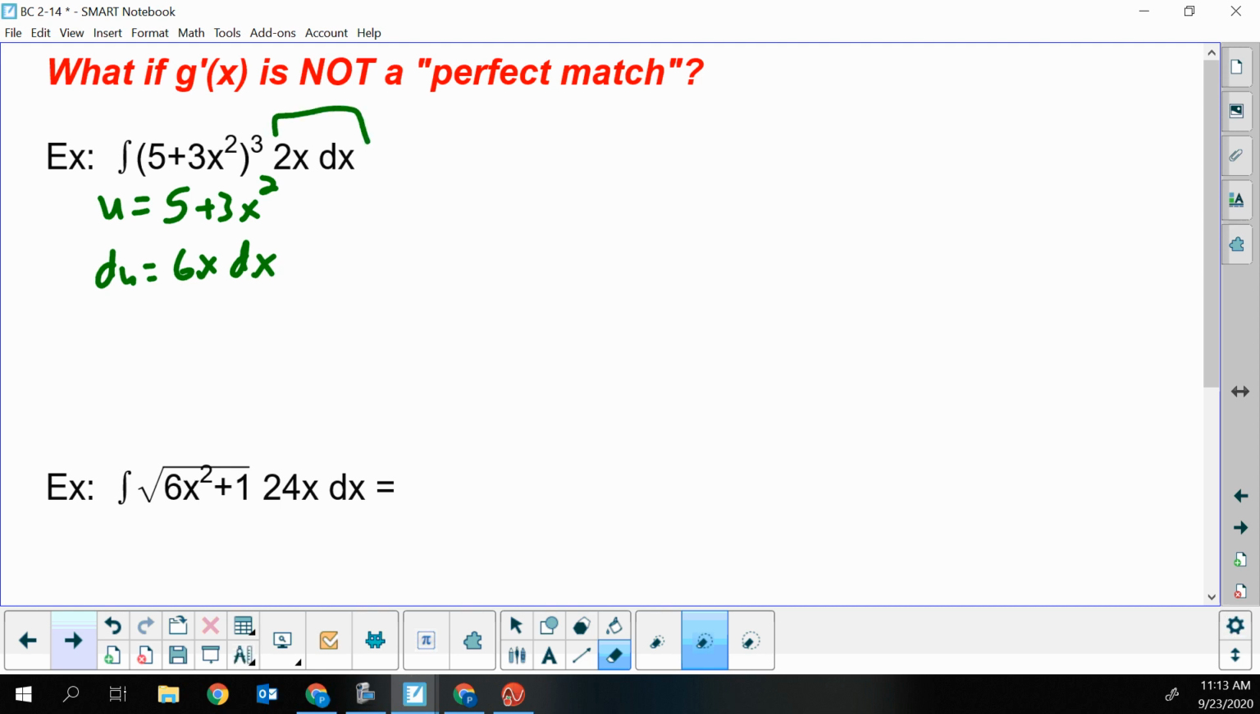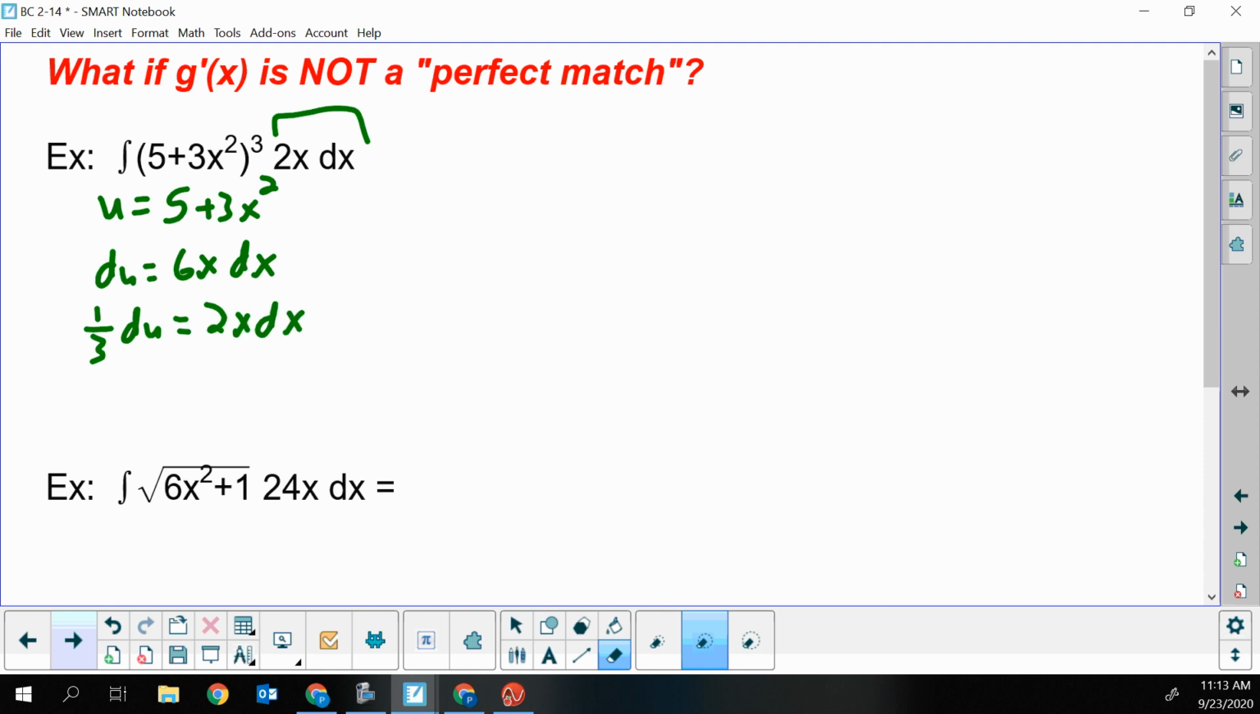If you're ever off by a constant, you can just multiply both sides by some factor. And I said off by a constant. I should say the coefficient is off, not a constant. So we can multiply both sides by 1/3. So we'll now have 1/3 du would equal 2x dx.